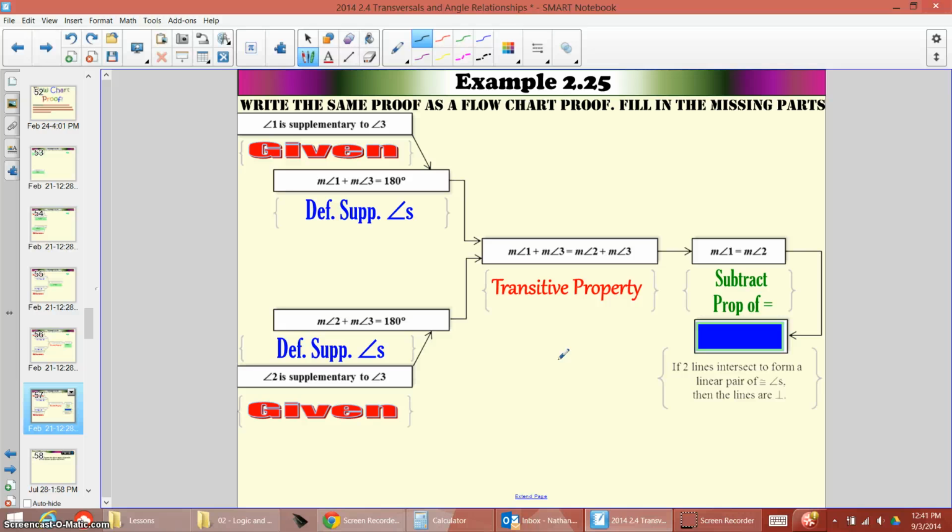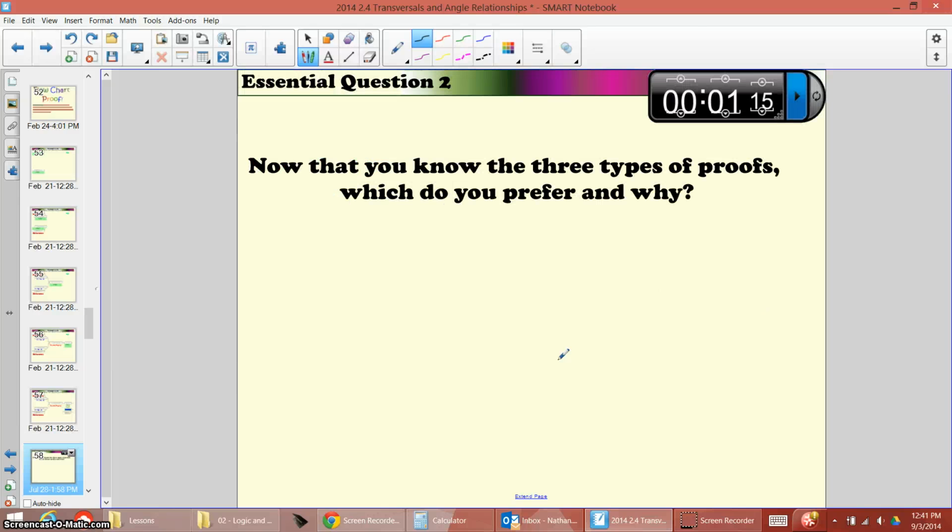Be familiar with all three types of proofs. I may ask you for a paragraph proof. I may ask you for a flowchart proof. But they all stem off of the same concept as the two-column proof.